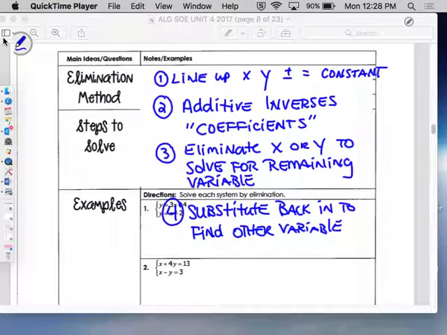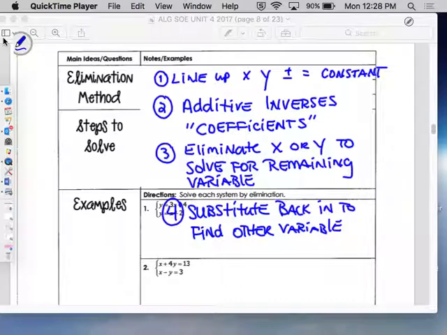The most important thing to do when you're analyzing a system of equations and you're going to use the elimination method is line up the x and the y with the operation, addition or subtraction, the equal sign, and the constant. That means both equations must be presented either in standard form or in slope-intercept form.